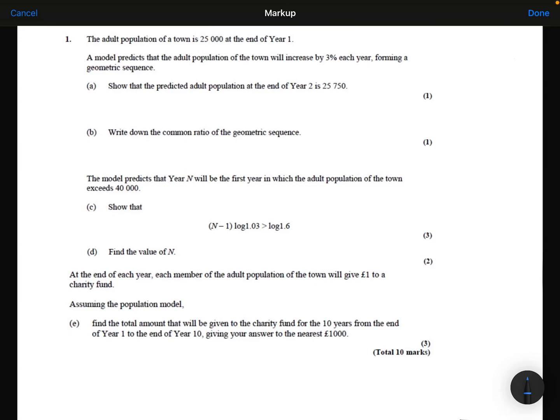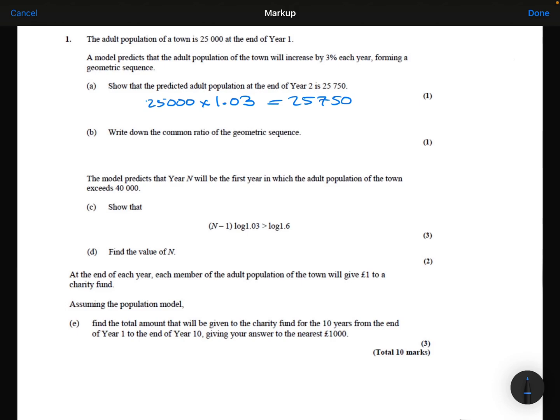The adult population of a town is 25,000 at the end of year 1. A model predicts that the adult population of the town will increase by 3% each year, forming a geometric sequence. We need to show that the predicted adult population at the end of year 2 is 25,750. So if it's 25,000 at the end of year 1 and that's going to increase by 3%, I just need to times that by 1.03, and that does in fact give me the 25,750. So that is part A.